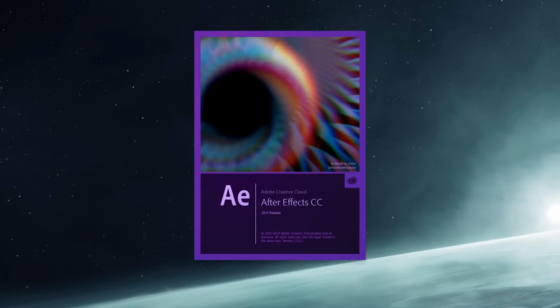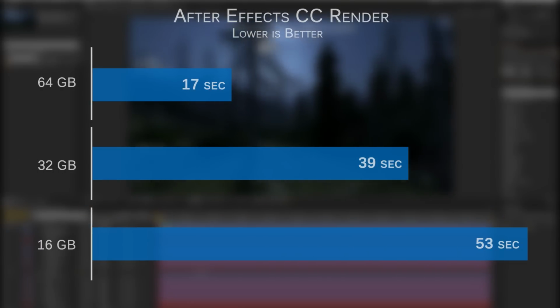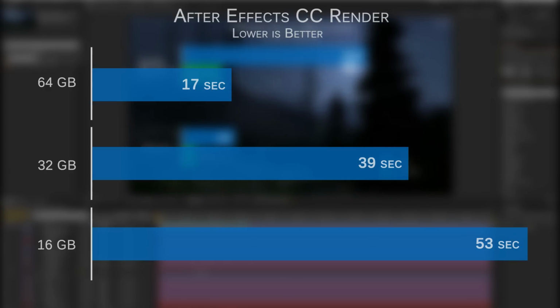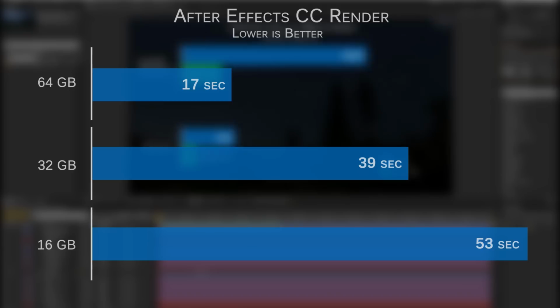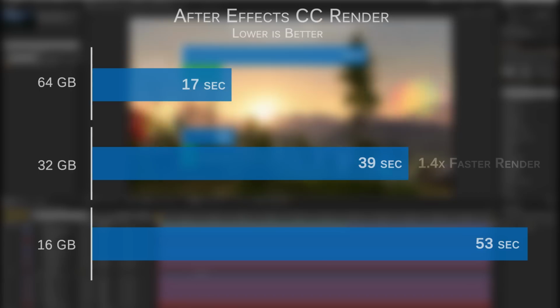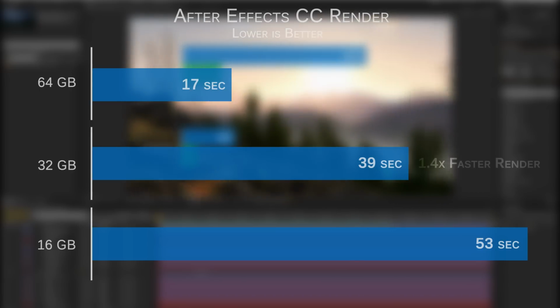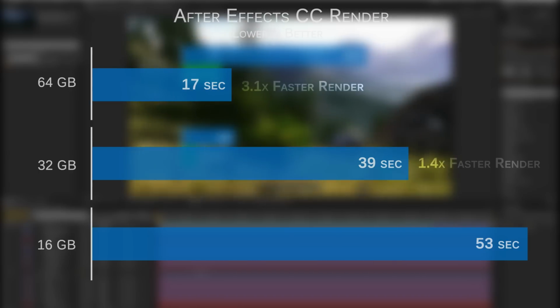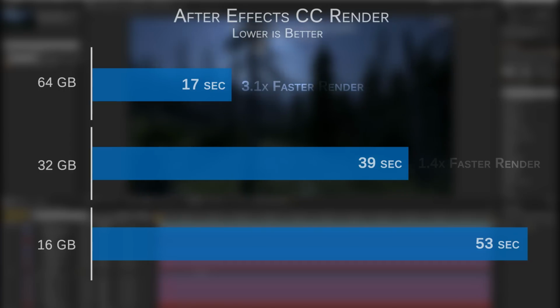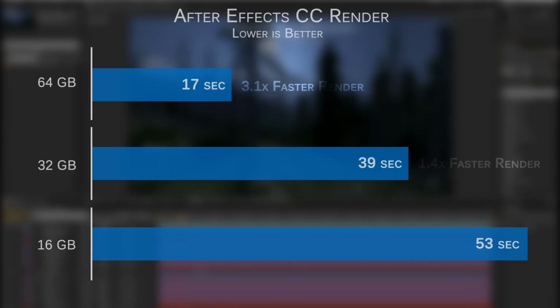RAM for editing, on the other hand, is a completely different story, where programs like Adobe Premiere and After Effects can utilize most of the available RAM for much faster render times, as the goal here is to reduce render times. Especially in After Effects, an application that can eat your memory without a problem, we saw impressive results, with doubling the capacity from 16 to 32 GB reducing our render times by a factor of 1.4, while quadrupling the RAM to 64 GB reduced the render times by a factor of 3.1.